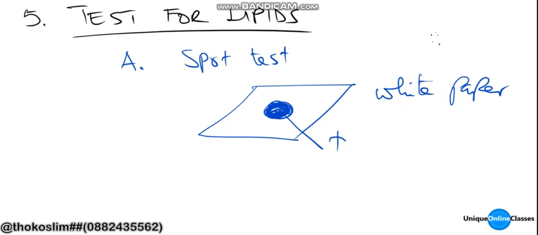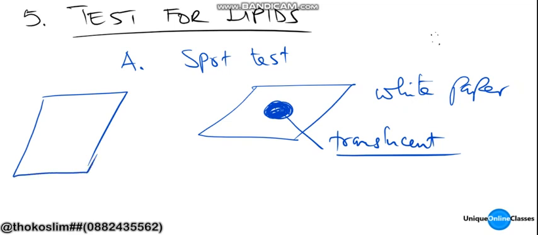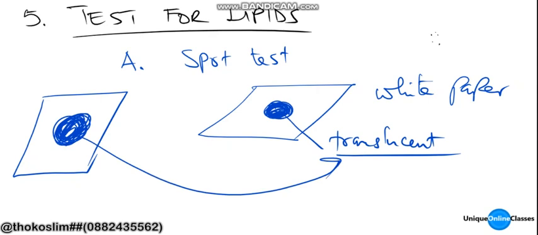Possibly, what you see is called translucent. Translucent, like some spots like that. Ground nuts, for example, when you rub with the sample and direct the paper to the sunlight, give the same result as well. So it depends whether the food sample is in solid or liquid form. So that's the spot test.